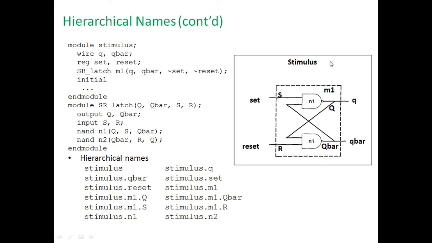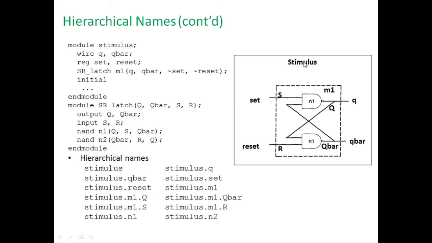Outside the module, the output ports are treated as wires and input ports are treated as registers. So: wire q, q bar; reg set, reset; SR latch M1 instantiation with q, q bar, set, reset. Some module definition will be present here, instantiating two NAND gates. I said that each and every signal is some identifier. So if I want to refer to the capital R here, how do I refer to it? I need to come from the top level module, stimulus, which is my root module.